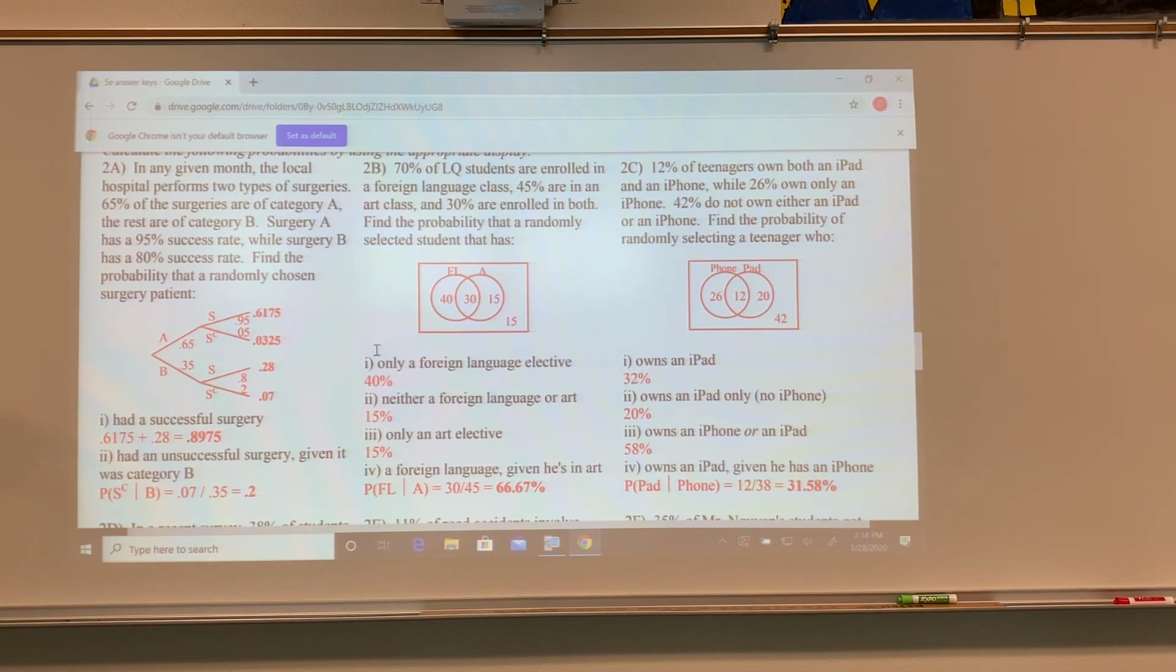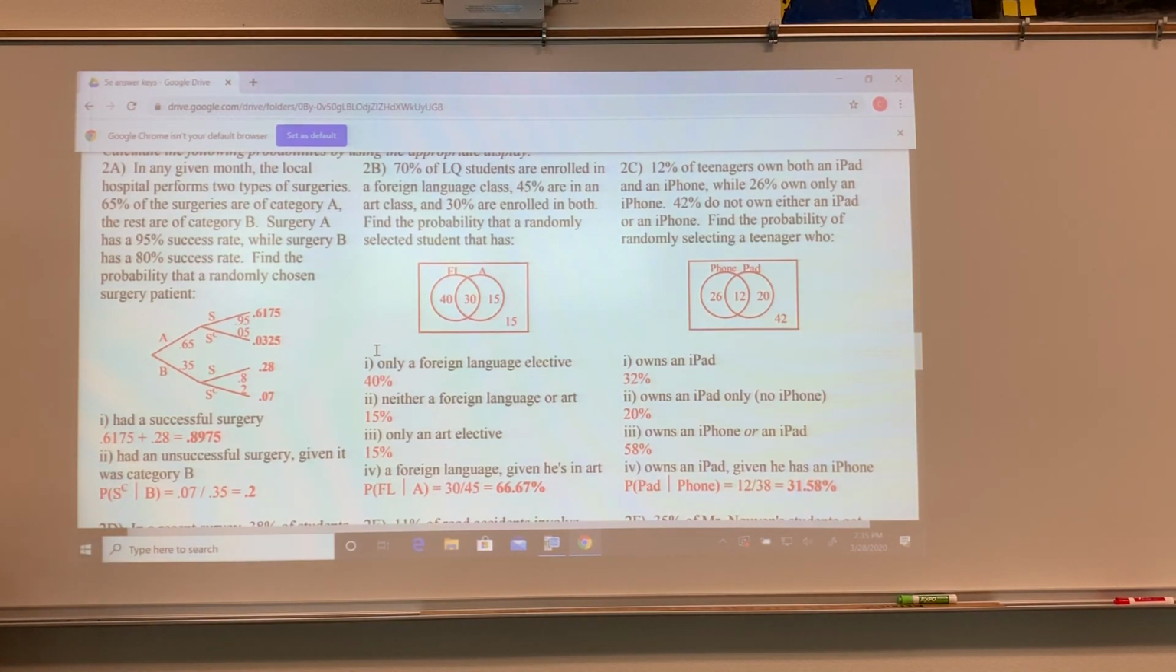First problem. In any given month, the local hospital performs 2 types of surgeries. 65% of their surgeries are category A, whatever that is. The rest are B. Surgery A has a 95% success rate, while surgery B has an 80% success rate. Find the probability that a randomly chosen surgery patient, and then I have a couple of questions to ask you.